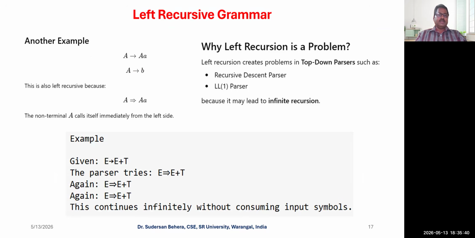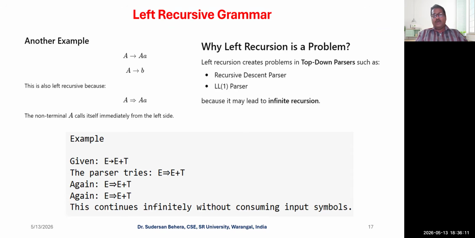See here, one example is given. Another example: A derives A alpha, and capital A derives capital A alpha, then capital A derives B. There are two productions. A has two productions. One is A alpha, another one is B. Then which one of the productions is left recursive? The first one, because A derives A alpha. So the first one is left recursive.